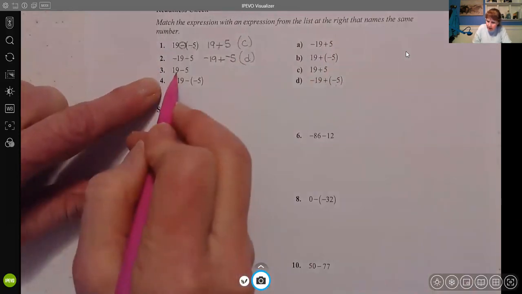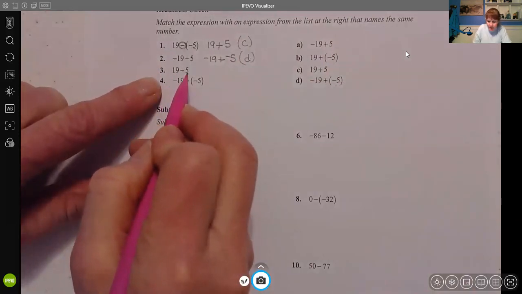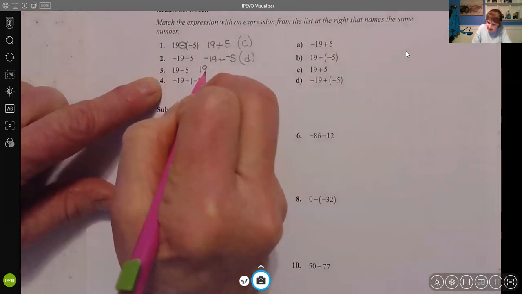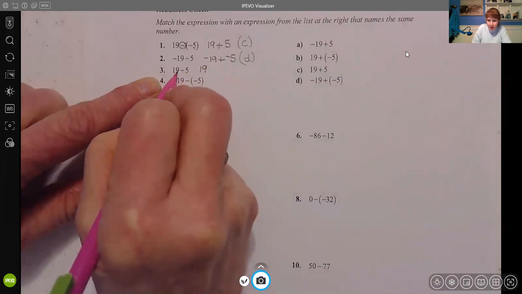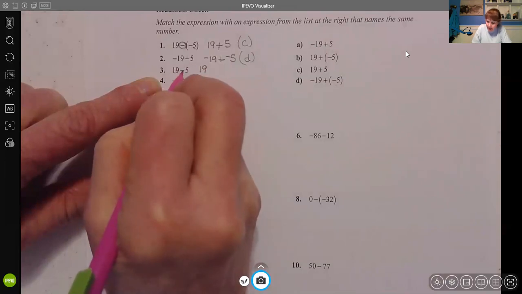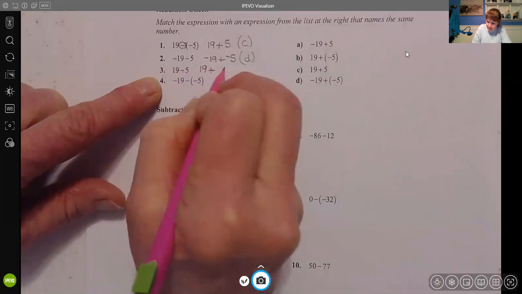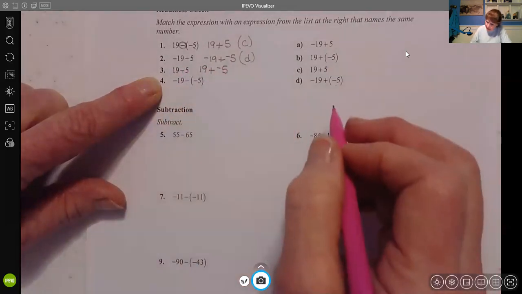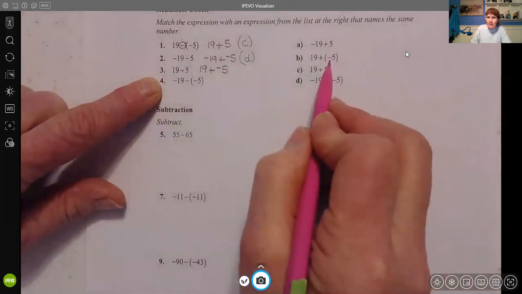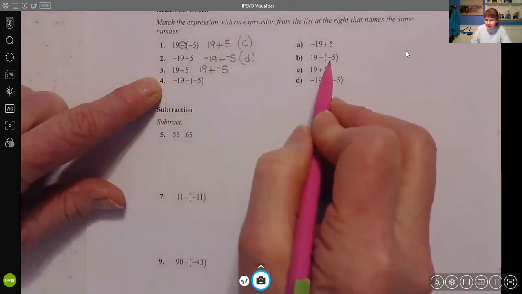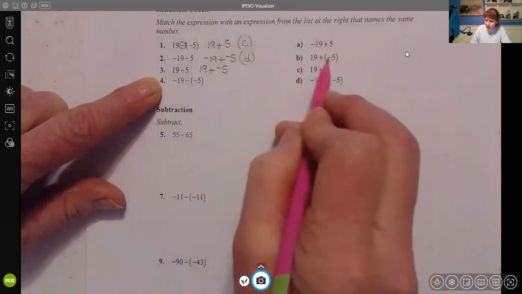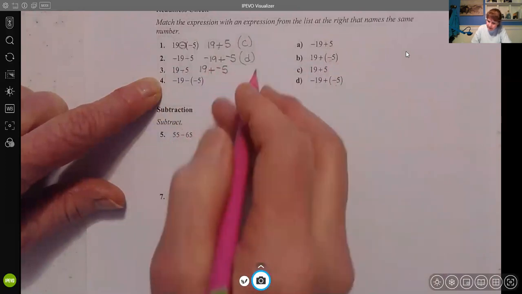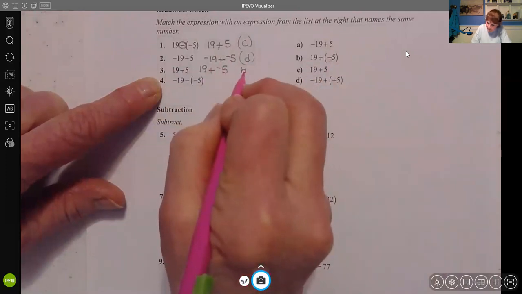Okay, let's look at this one. 19 subtract 5. If we want to practice the rules, this would be 19. We leave the first one alone, never change it, plus the 5 becomes a negative. So 19 plus, you see, they use parentheses, and I very seldom do when I'm writing them. They mean the same thing, whether or not you have the parentheses with the plus or without the parentheses. So this one is B.